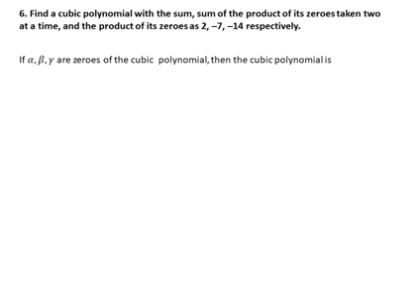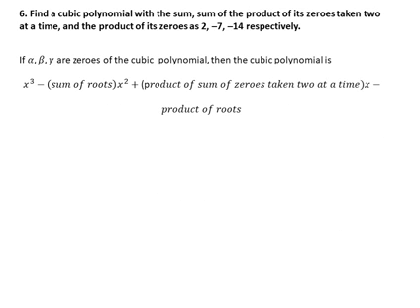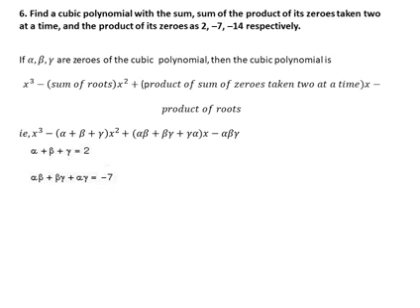x cube minus sum of the zeros into x square plus sum of the products of its zeros taken 2 at a time into x minus product of zeros. Okay, so already they have given the sum of the zeros, the sum of the products of its zeros taken 2 at a time, and the product of the zeros, 2, minus 7 and minus 14 respectively. We just have to substitute in the formula.